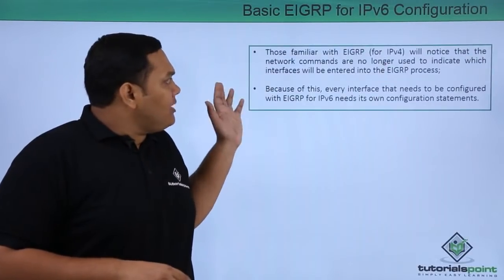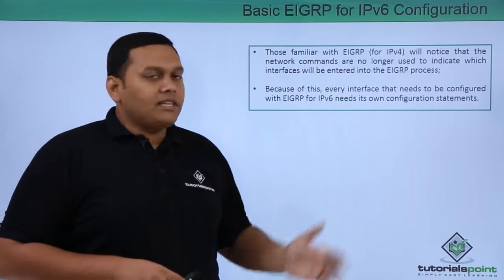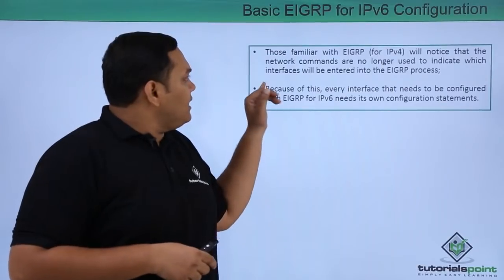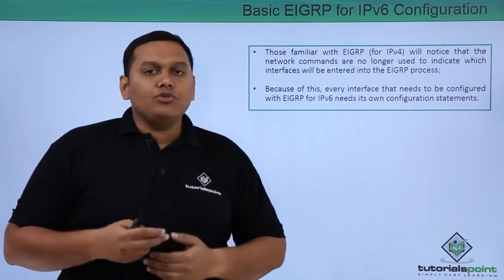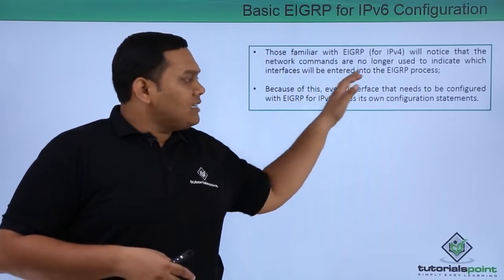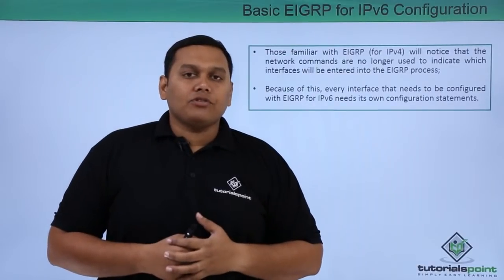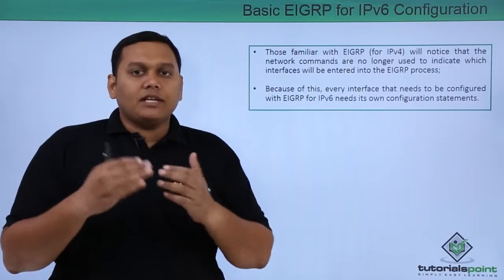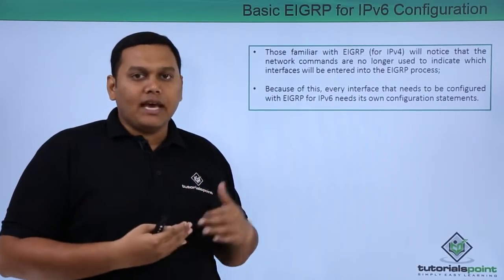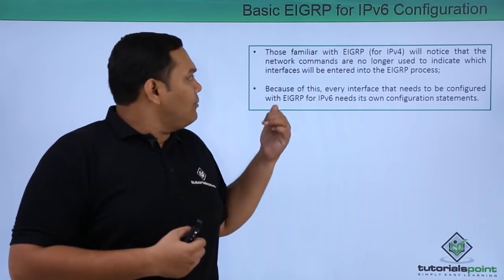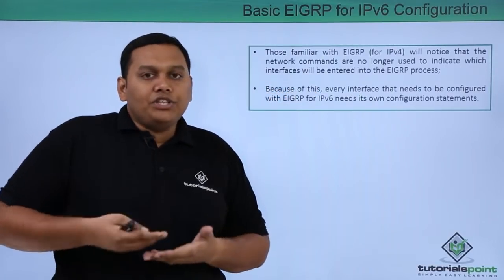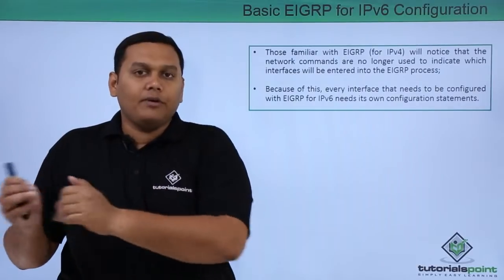When you compare this, it is very familiar from IPv4, but there are some changes to it. That means the network commands are no longer used to indicate the interfaces that will be entered in the EIGRP process. So, the network commands are not used. The only change is that network commands are not used in IPv6 as they are in IPv4, because they are no longer used to indicate which interfaces are entering the EIGRP process.